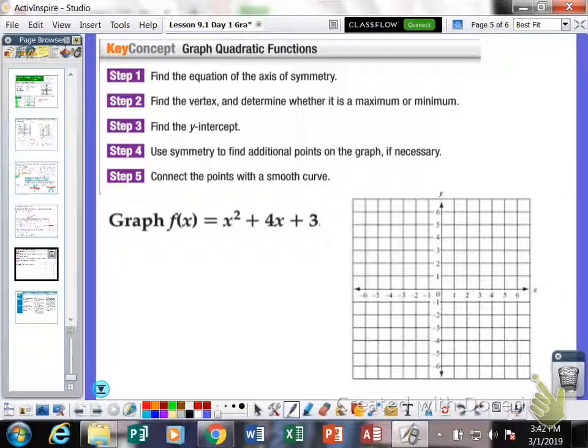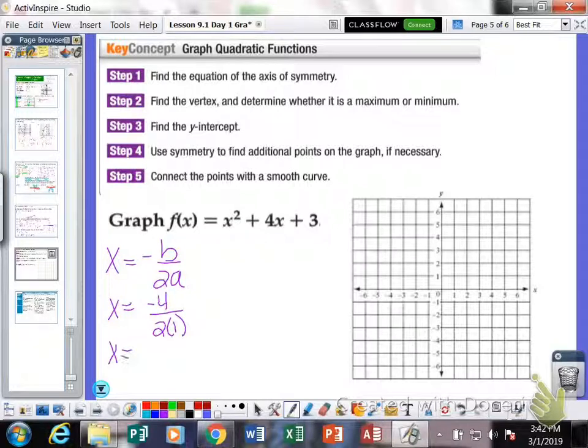All right. Find the equation of the axis of symmetry, find the vertex, determine whether it's a max or min, find the y-intercept, use symmetry to find additional points on the graph. If necessary, connect the points with a smooth curve. So what we have here is x equals negative b over 2a. X equals negative 4 over 2 times 1. X equals negative 2.